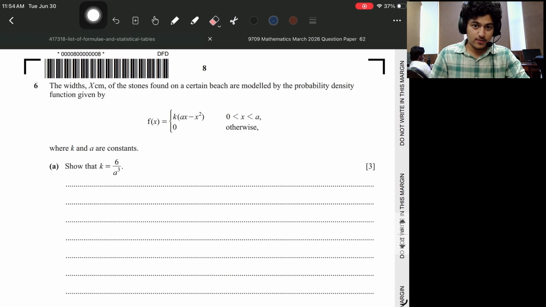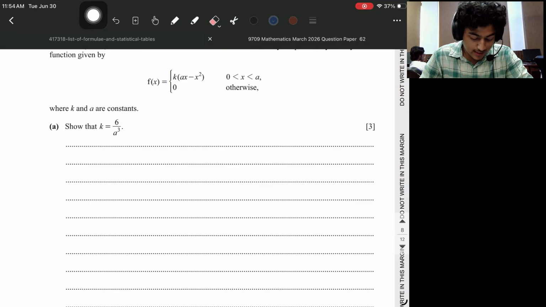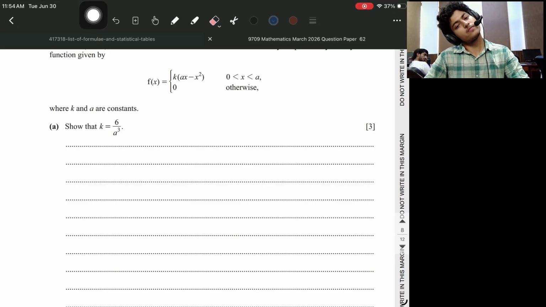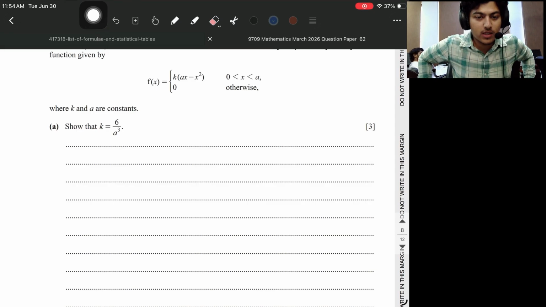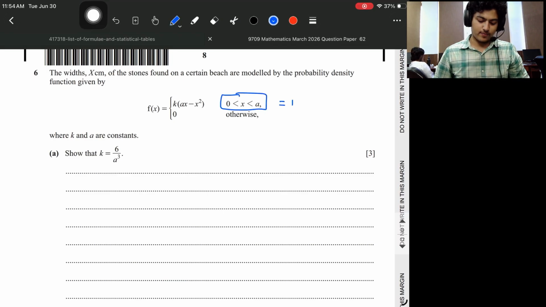The question says that the widths x centimeters of the stones found on a certain beach are modeled by the probability density function given here, where k and a are constants. Show that k equals 6 upon a cube. Now, what we know over here is that if we were to integrate the probability density function in the limits that we are given, that is always equal to 1. The area under the graph is always going to be equal to 1.